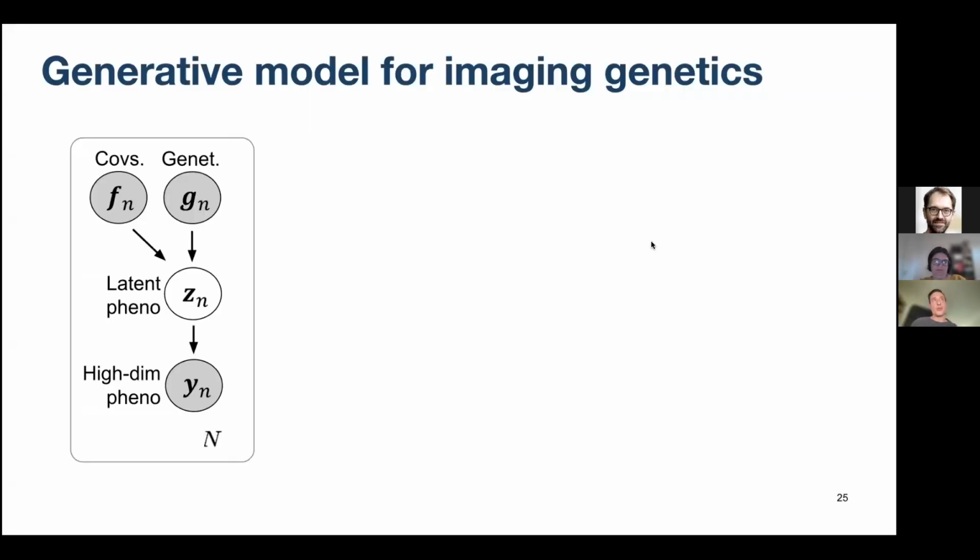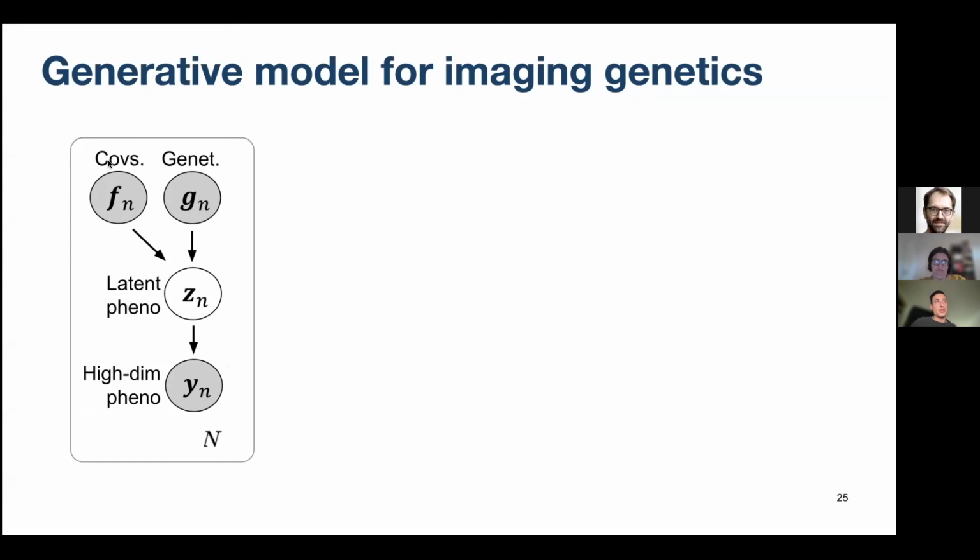So we really thought about what's the generative model of a medical image. We have latent phenotypes that mostly capture brain morphology. These are affected both by covariates, which are non-genetic influences such as sex and age, and by genetic influences. Then we have a second step in this process where, from the morphology, we get to observe the high-dimensional phenotype, the image.